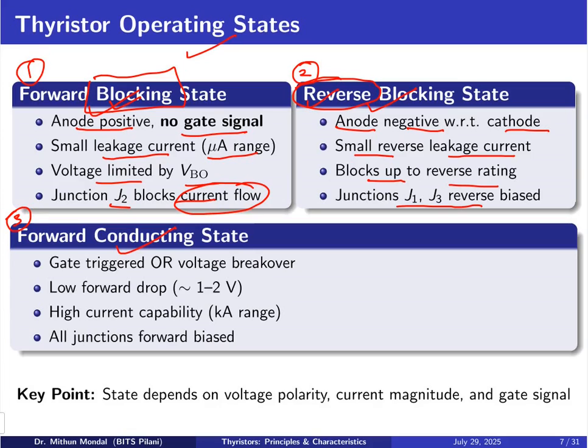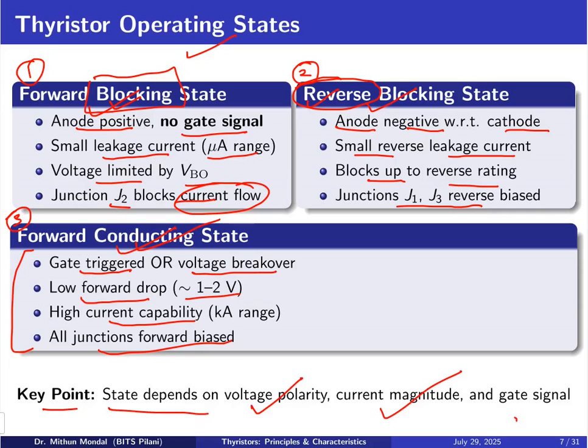Now the main important state which we are interested in is the forward conducting state, where the gate is triggered or the voltage breakover condition has been achieved. So there will be a low forward drop of around 1 to 2 volts, and there will be high current capability of the device, and all junctions will be forward biased. So we can say that the thyristor has turned on. This is the forward conducting state. The key point is that the state depends on the voltage polarity, the current magnitude, and the gate signal.